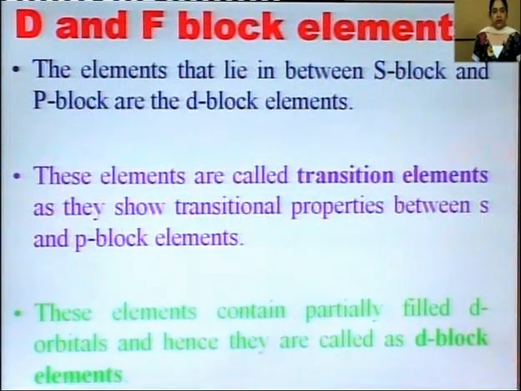The D and F block elements. The elements that lie between the S block and P block are the D block elements. They are called transition elements. These elements contain partially filled d orbitals and hence they are called d block elements.